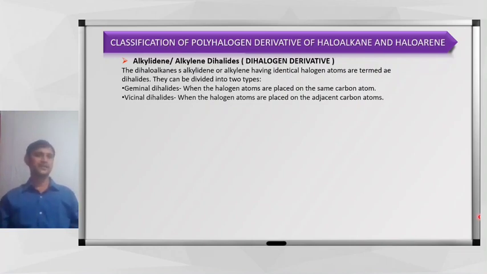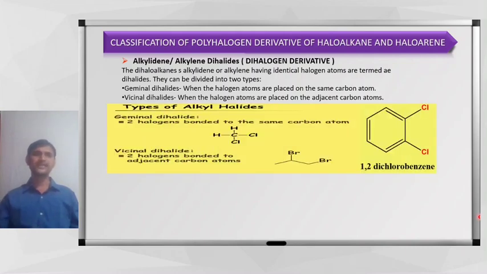We looked at this in 11th standard also. Now see the example of geminal dihalides. The two halogen atoms are bonded to the same carbon atom. This is chlorine and this is also chlorine, attached to the same carbon atom. This is the example of geminal dihalide. And now see the example of vicinal dihalide. It is attached to adjacent carbons. This Br is attached to this carbon and this bromine is attached to another carbon, and this is 1,2-dichlorobenzene. This is also an example of vicinal dihalide.